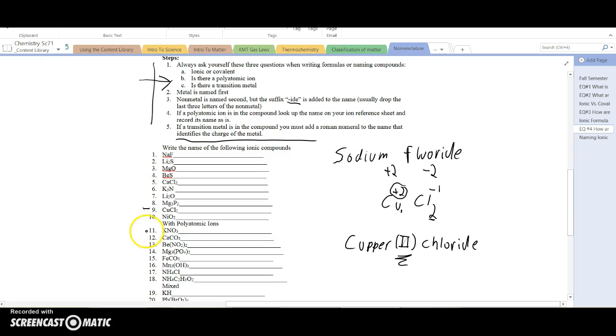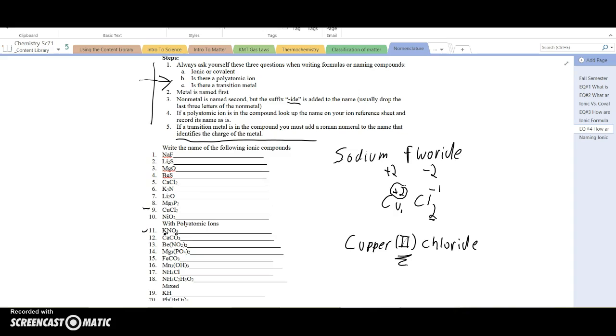Now we'll look at number 11. Again, think through the same 3 questions. Ionic or covalent? The potassium here tells me that it's ionic because potassium is a metal. Is there a polyatomic ion? Let me see, I have 1, 2, 3 different capital letters, which means I have 3 different elements. In this case, potassium, nitrogen, and oxygen. If I have more than 2 elements in an ionic compound, I must have a polyatomic ion. So I need to go to my reference sheet and find out what it's called.